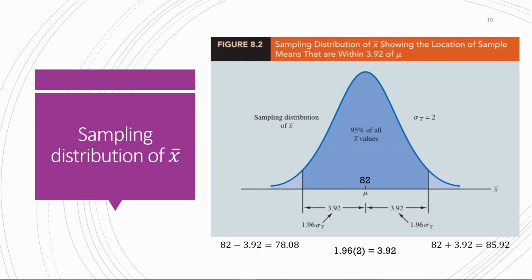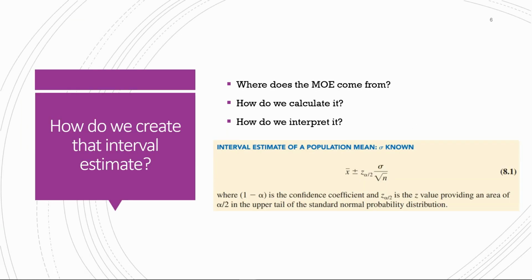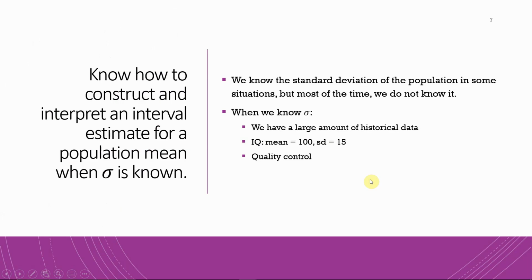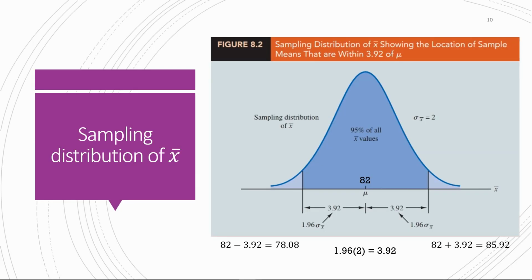So last thing I want to show you real quick is for our formula right here. We keep talking about our interval estimate being equal to our point estimate plus or minus the margin of error. This is the margin of error. This is what we calculated in this slide. It's equal to the standard error of the sampling distribution times z alpha divided by 2. And we saw that in this slide. Our margin of error is 3.92. What is it equal to? Our standard error 2 times our z-score 1.96. So that's where that margin of error comes from. That's what it is.